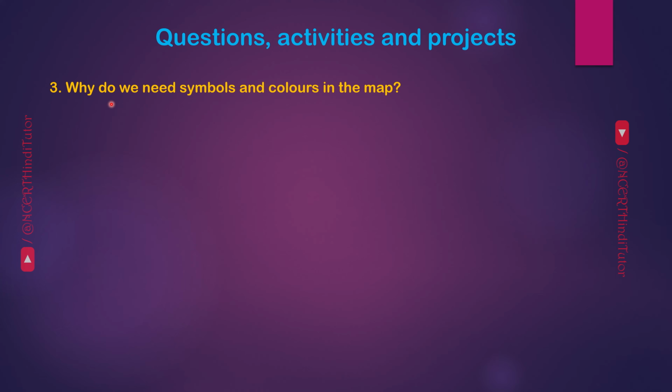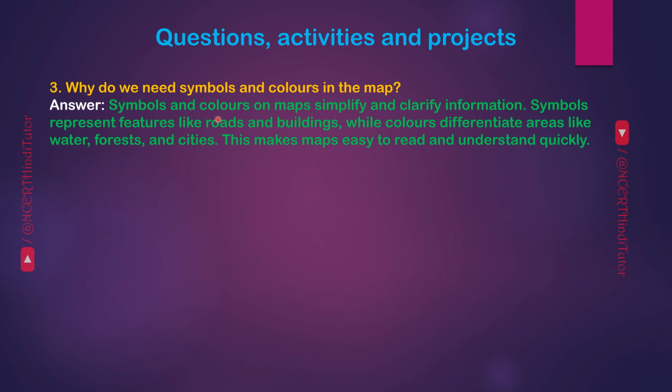Question 3. Why do we need symbols and colors in the map? Answer. Symbols and colors on maps simplify and clarify information. Symbols represent features like roads and buildings, while colors differentiate areas like water, forests, and cities. This makes maps easy to read and understand quickly.